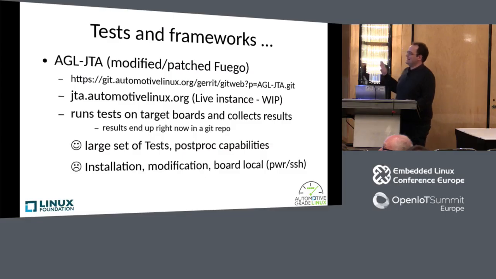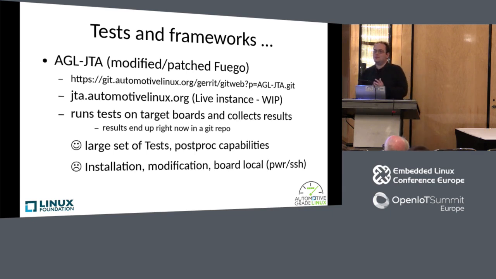One assumption is that the board is close to the Jenkins. Basically, Jenkins wants SSH access to the board, and Jenkins needs to be able to power the board on and off. So that means right now there are two sides of the story.